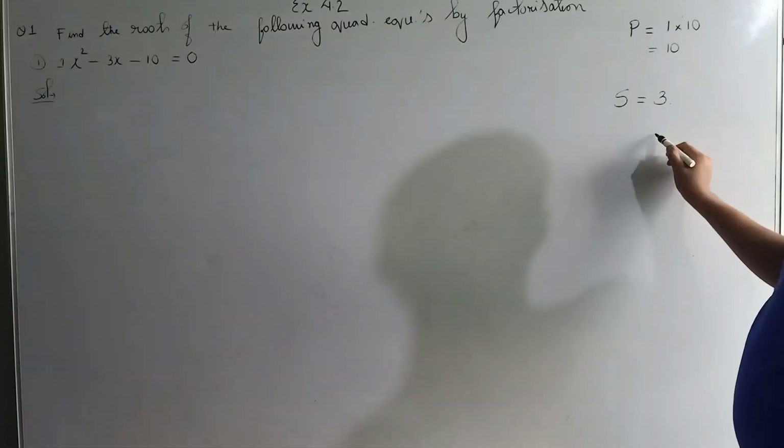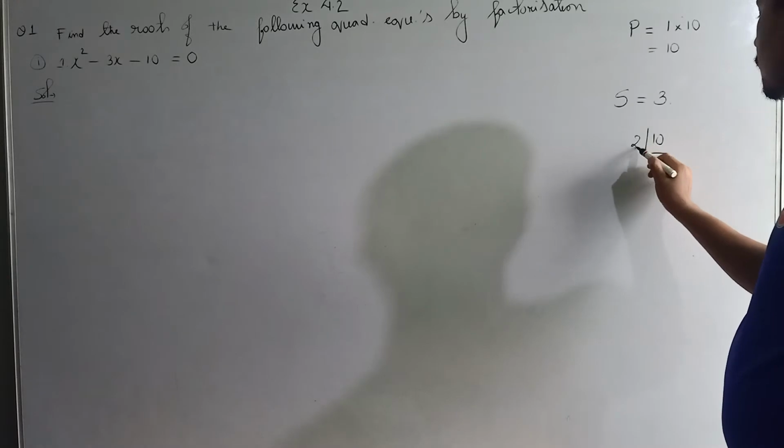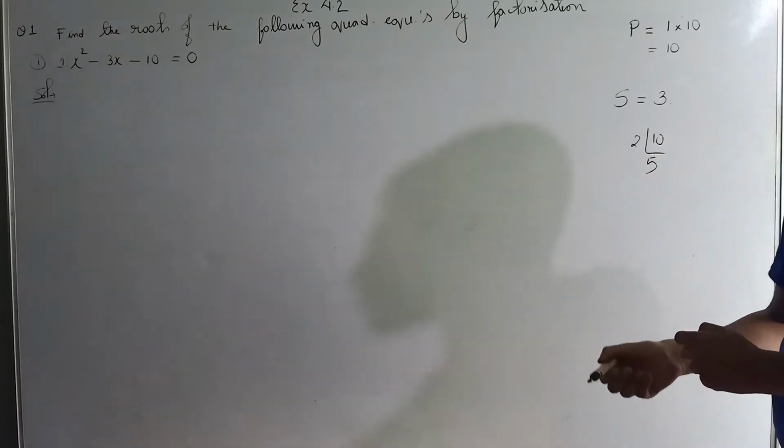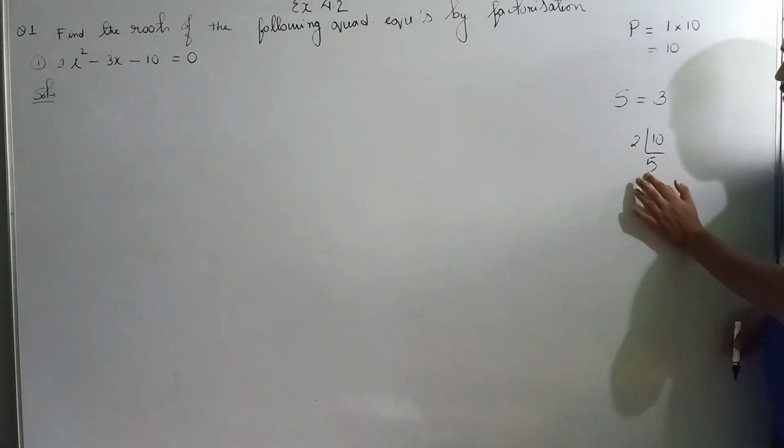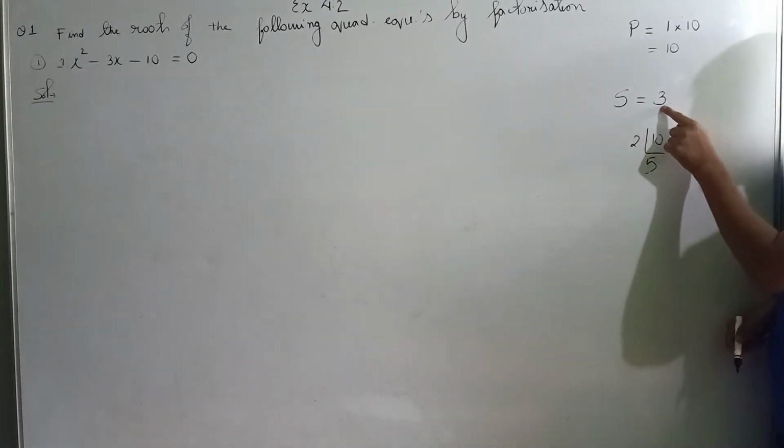Now you factorize the product 10. 2 times 5 is 10. Every step you stop and check. You either add these two factors or subtract these two factors so that you get 3.